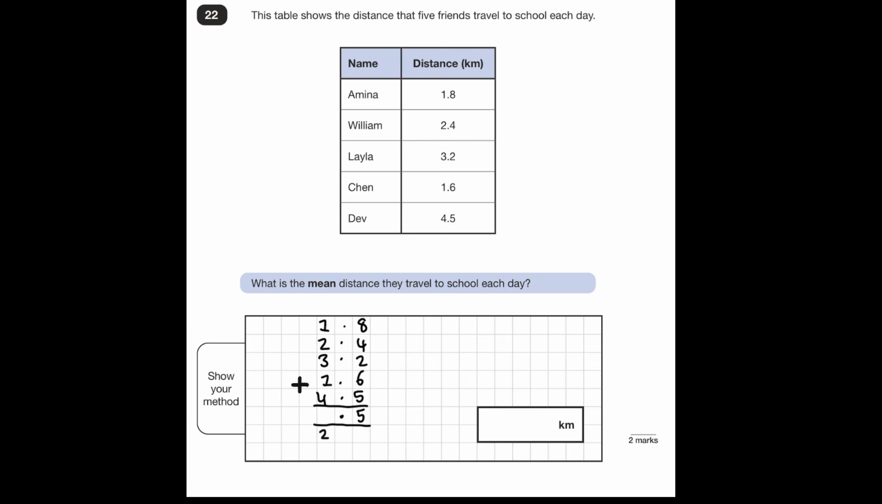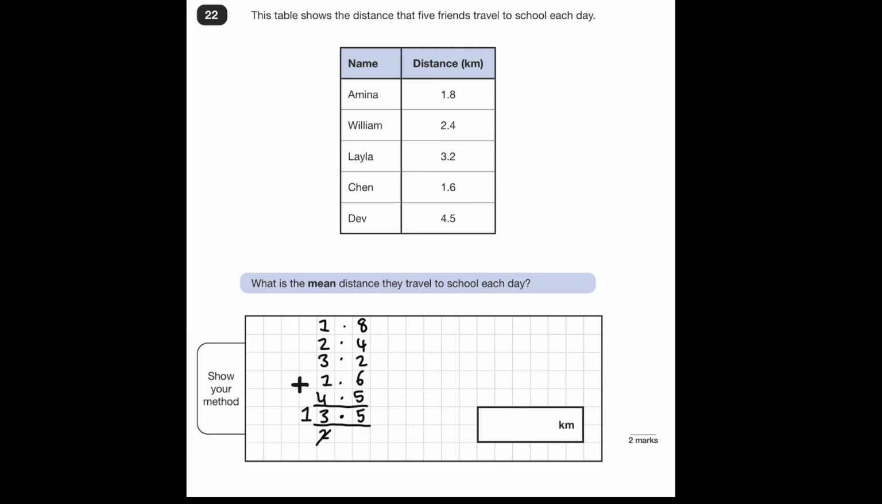And then 1 plus 2 plus 3 plus 1 plus 4 plus 2 is equal to 13. So we put a 3 in the ones column and we carry the 10 over to the tens column. So in total, the 5 friends travelled 13.5 kilometres.